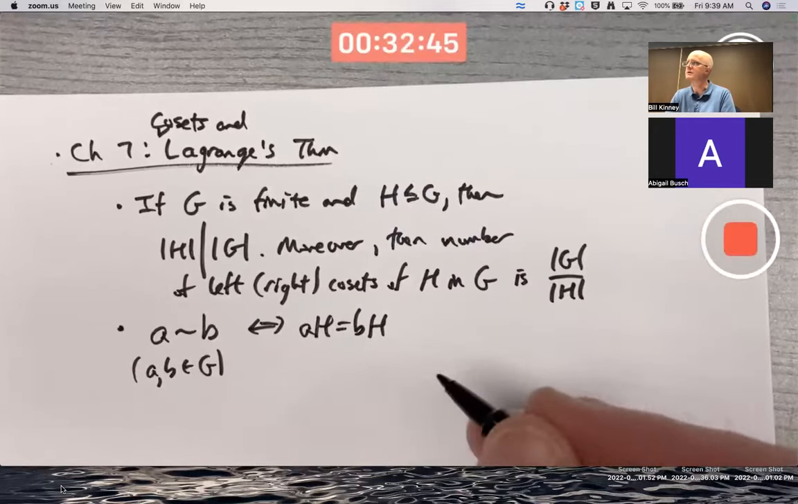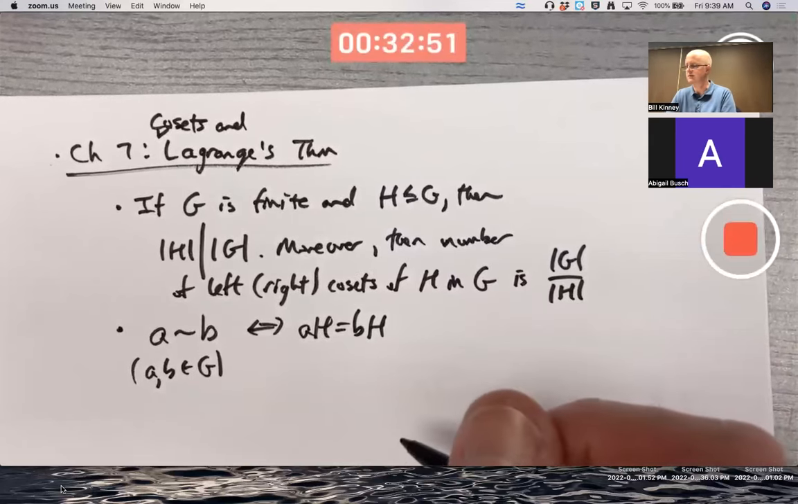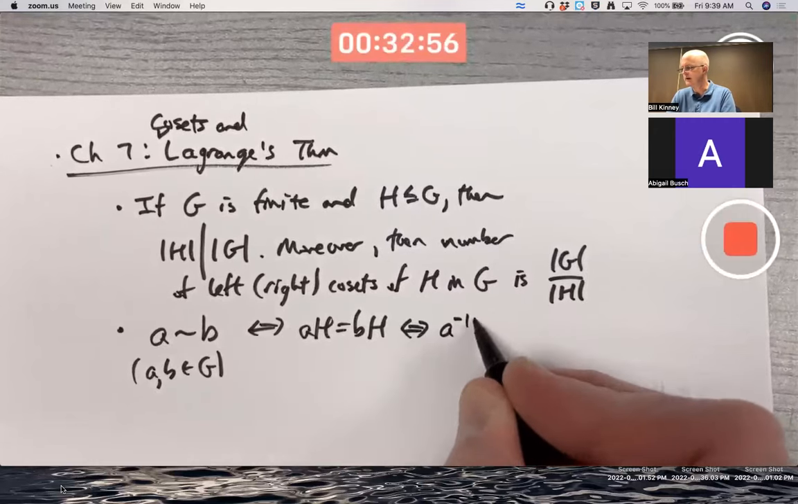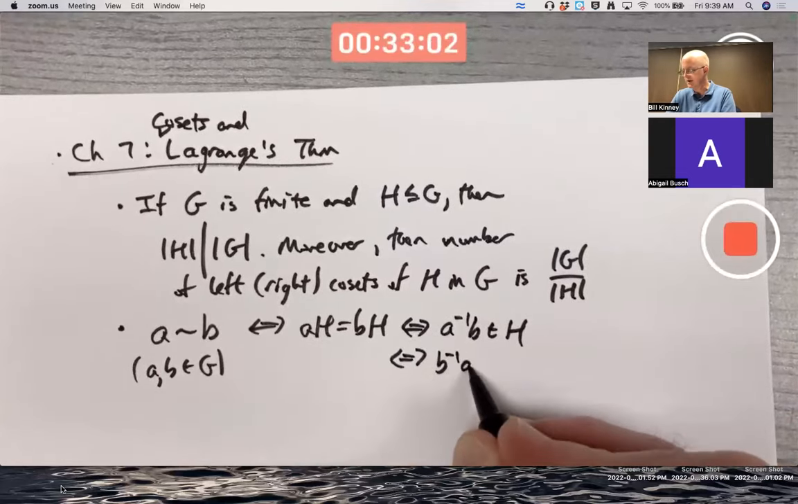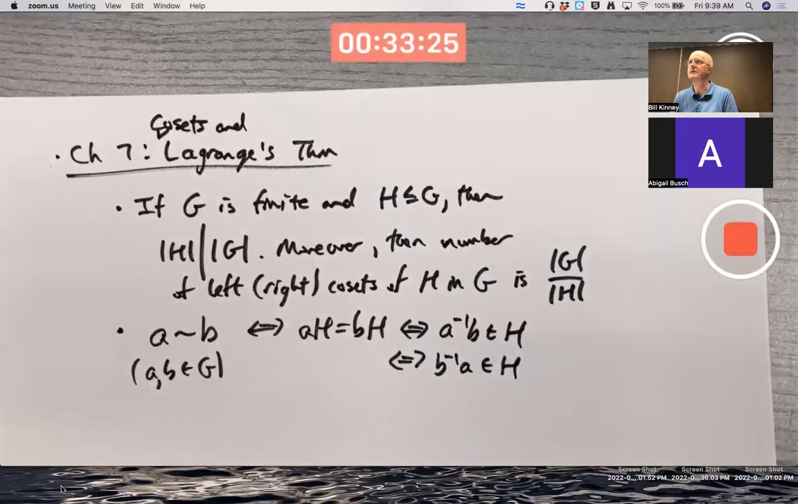There's also an equivalence relation involving right cosets, which could be a different equivalence relation in general than the left coset definition. And this is also equivalent to A inverse B being in H, which is also equivalent to B inverse A being in H. But make sure the inverse symbol is on the element on the left when you're talking left cosets. That's an example of an equivalence relation, and the equivalence classes are the cosets themselves. Probably our most important example of an equivalence relation, besides modular arithmetic, congruence mod n.